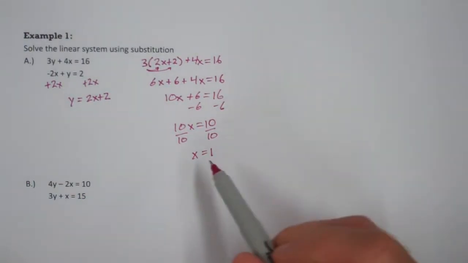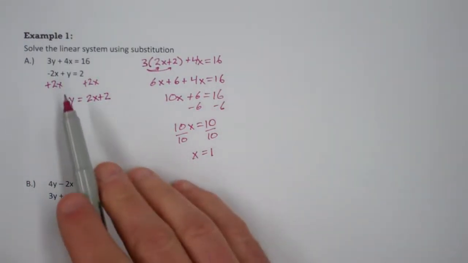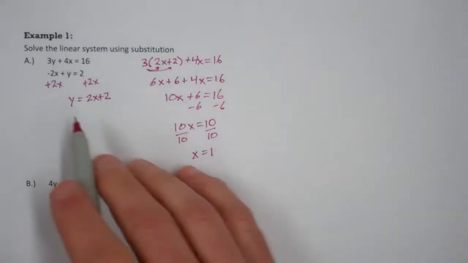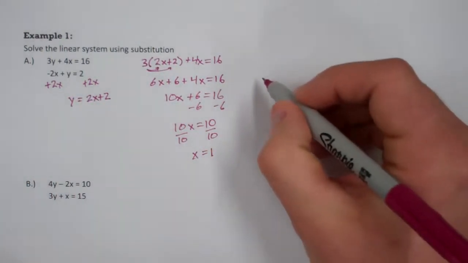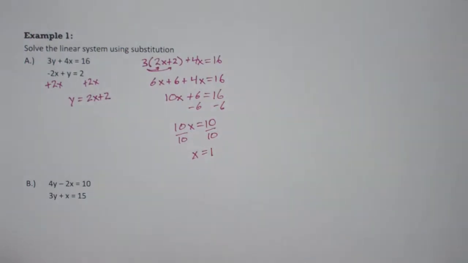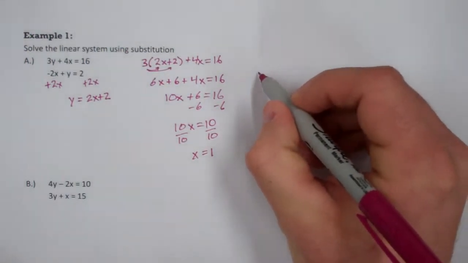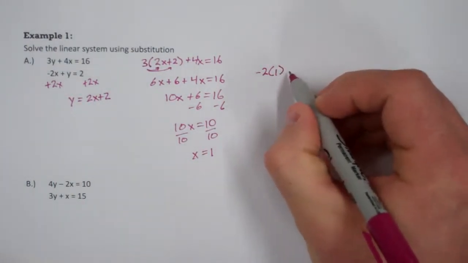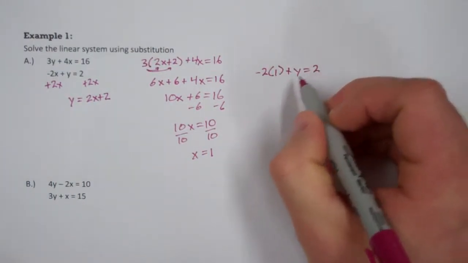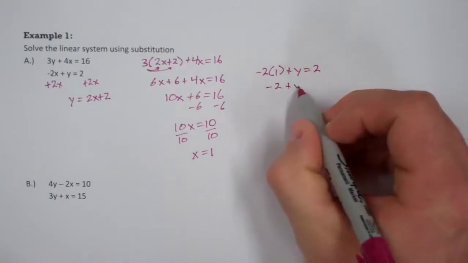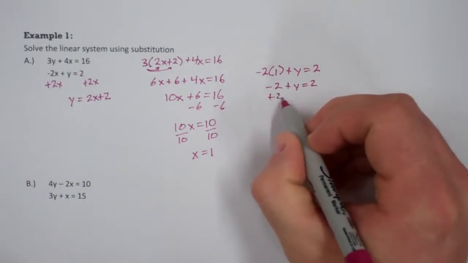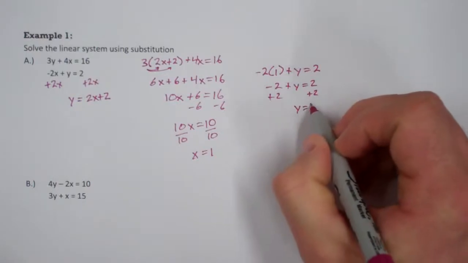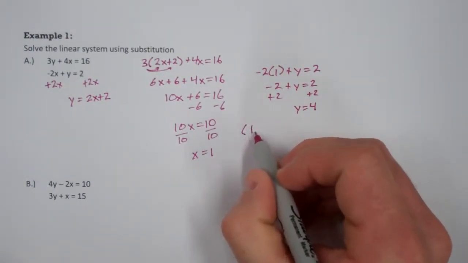We can substitute x into either equation. This one I think is going to be nice to use. I always go back to whatever is written in ink, but you can do either one really. So let's try that. Let's do negative 2 times x, which we think is 1, plus y is equal to 2. We're looking to find y here. So we'll add 2 to each side, and y will be 4. So the solution to this one is 1, 4.